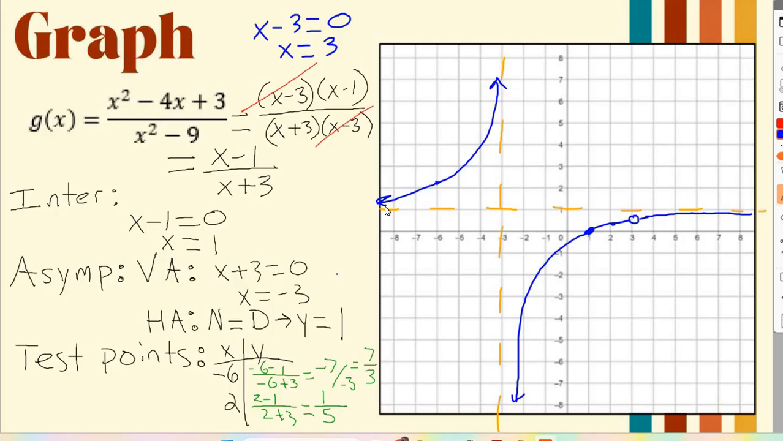Okay. You just want to make sure that for your test point, you don't pick that value if you already have it. Like if my intercept was already at 2, I'm probably not going to pick 2. I'm going to pick something else that's not my x-intercepts. Okay. Does that kind of make sense? Mm-hmm. Okay.